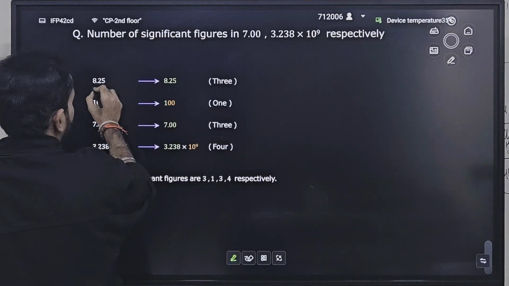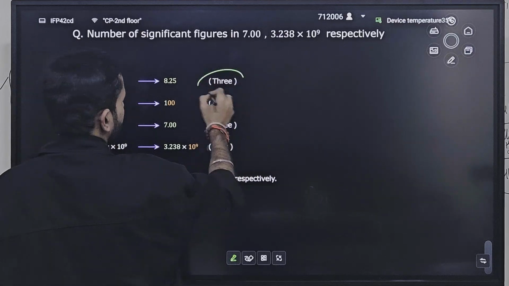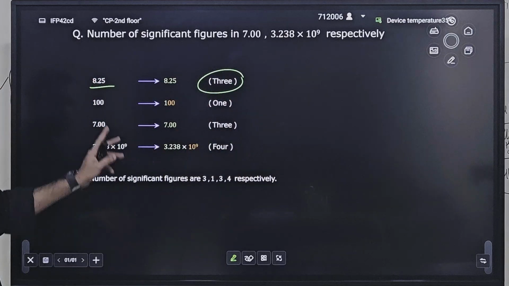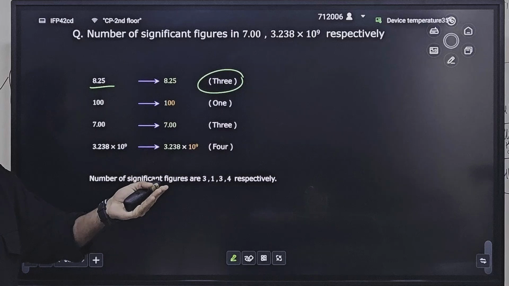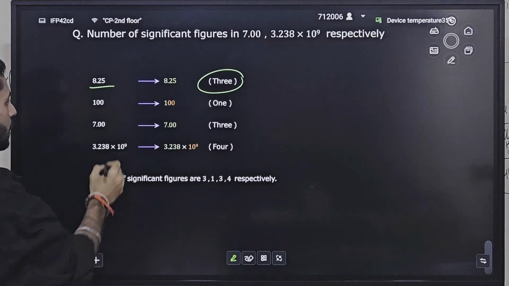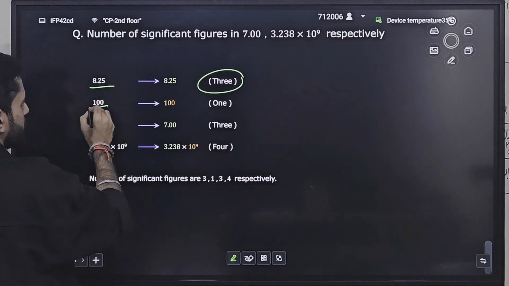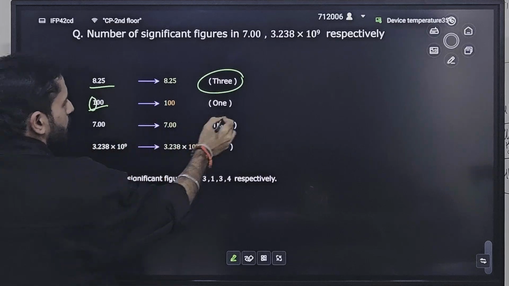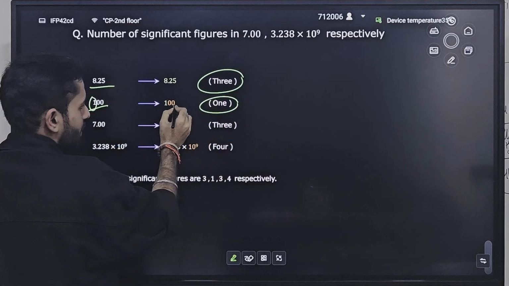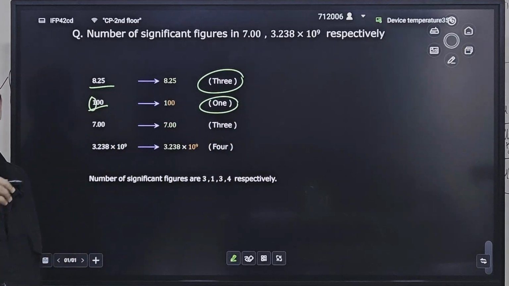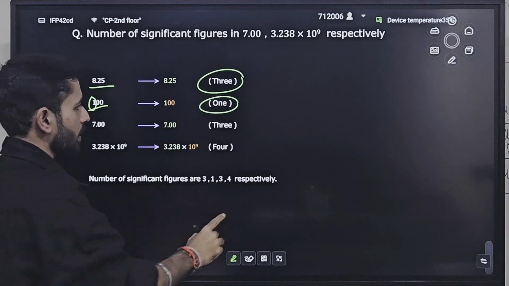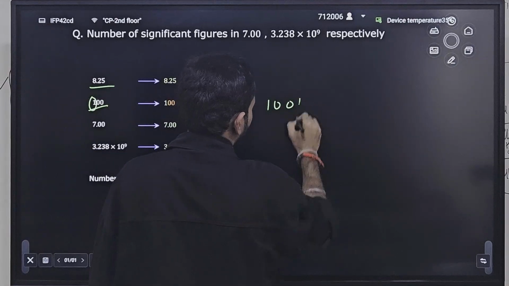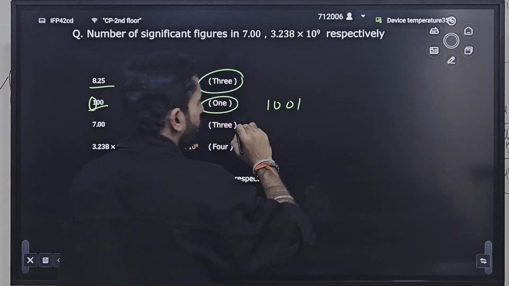First one is 8.25. How many significant digits? Simply I will calculate: 3, because all these are non-zero numbers. Next, 100. How many significant digits? Can I say only the one is significant? Why? Because this double zero is not surrounded by two non-zero digits. If this number is like 1001, then I will say that it has four significant digits.